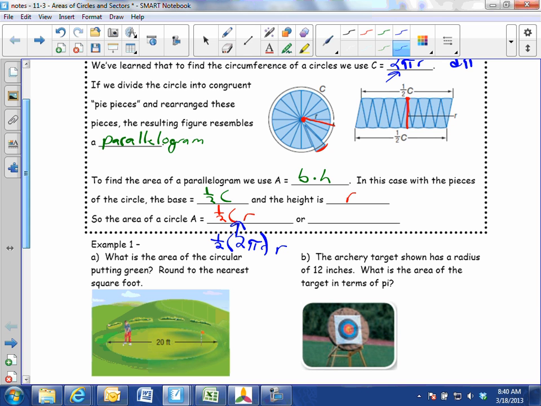Okay, now let's simplify. What's one half times 2? 1. So one half and 2 cancel out. What's r times r? Don't say 2r. R squared. So I can say this is pi r squared.